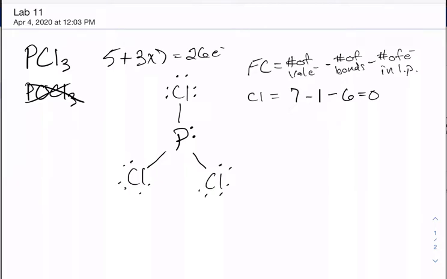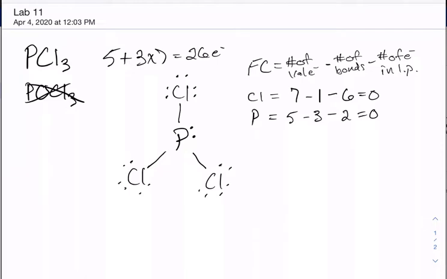That's how we get the best Lewis structures. And in this case, all the chlorine should have a 0 formal charge. We can do the same thing for the phosphorus. And what we see for phosphorus, it would normally have 5 valence electrons. It's got 3 bonds. And then we're subtracting 2 electrons in the 1 lone pair that it has. It also has a 0 formal charge.